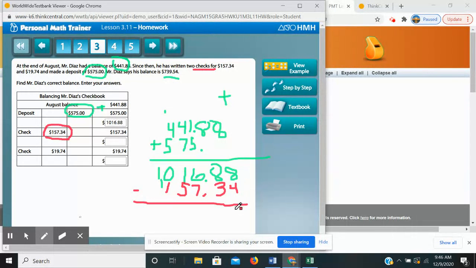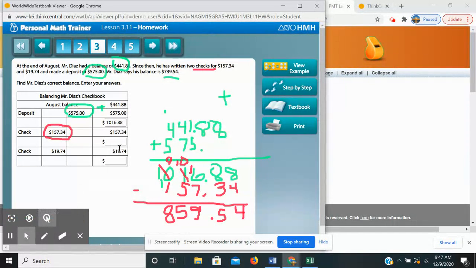$1,016.88. 8 minus 4 is 4. 8 minus 3 is 5. I have to regroup here. I borrow it from here, which I borrow it from here. 16 minus 7 is going to bring me to 9. 10 minus 5 is 5. 9 minus 1 is 8. So now, after that first check, now his balance is $859.54. But he goes and he writes another check.